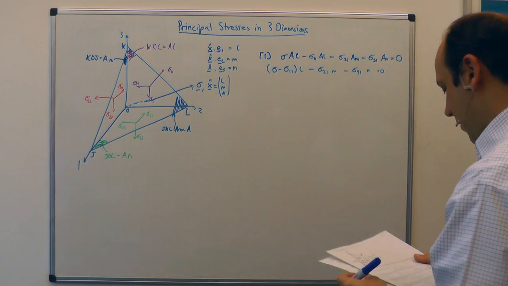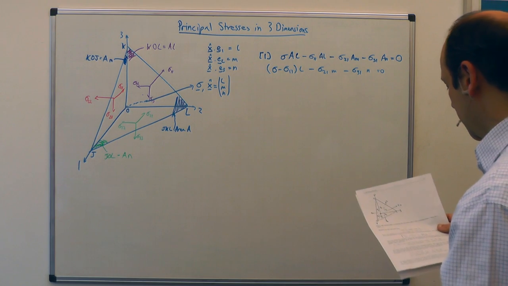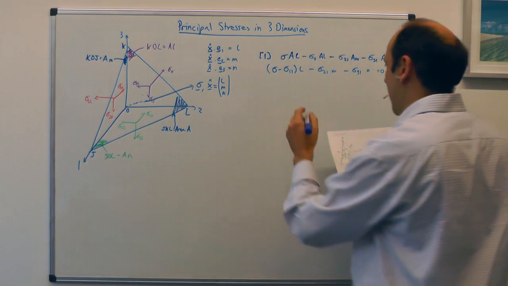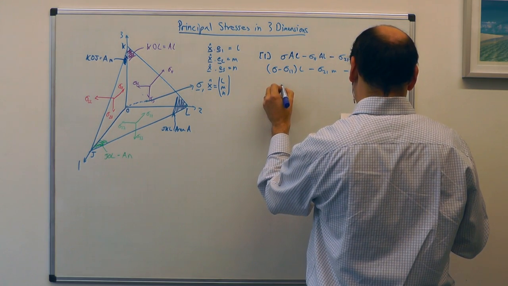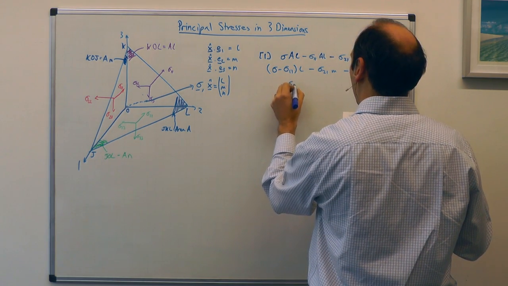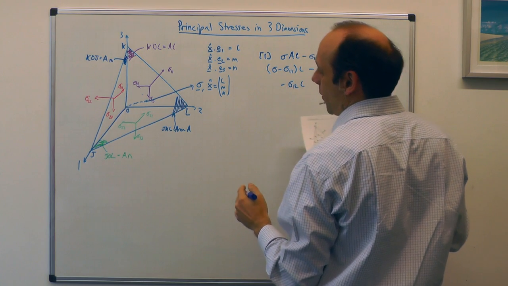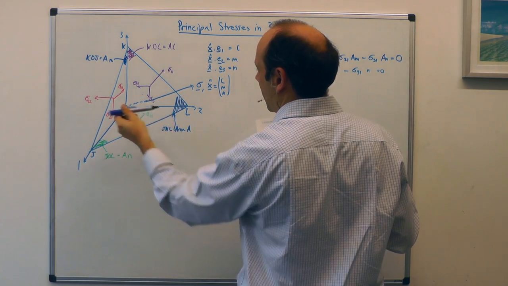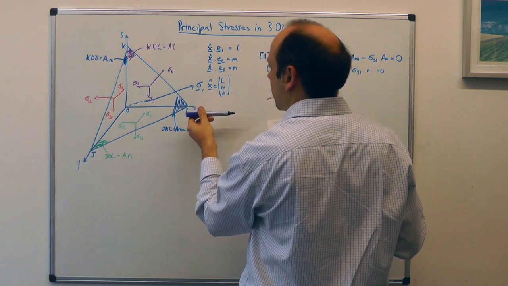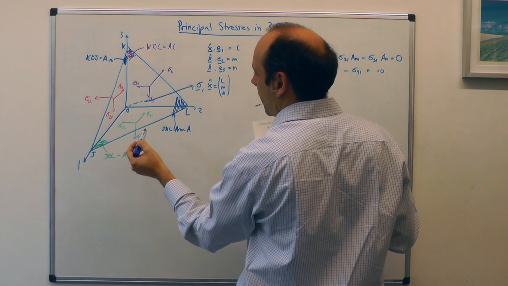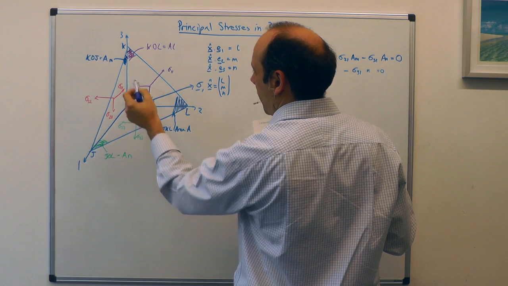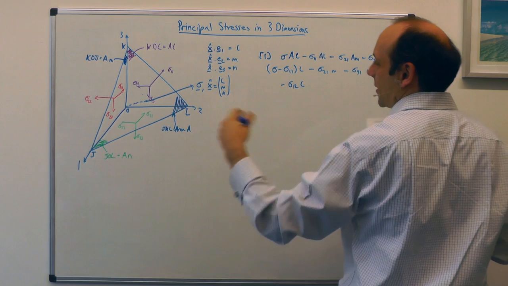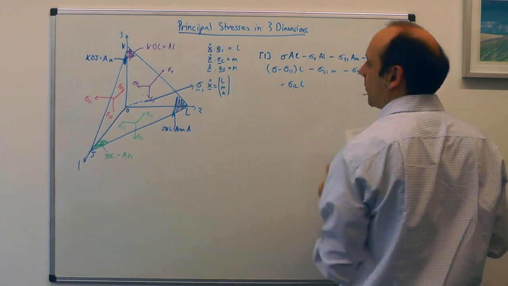Now, if I do that for the other two axes as well, I'll get a similar set of equations. What I'll get is a minus sigma 1-2 L. That's the one that relates to the two direction, so the two direction is that one. And that's acting on the area AL. Once I cancel the A's, I'll just have a sigma 1-2 L.